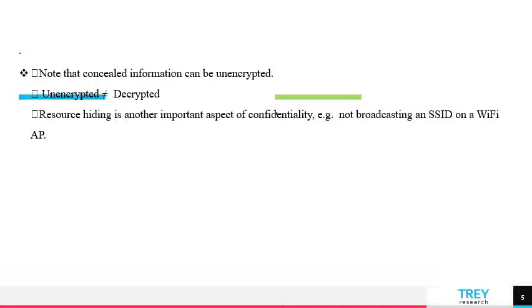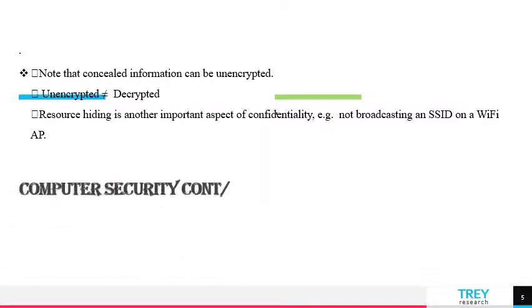For example, not broadcasting an SSID on a Wi-Fi IP. So when we start looking at networks, we should be able to understand what we mean by SSID on a Wi-Fi, and also the full definition of what Wi-Fi means. Wi-Fi is not actually a word, it's an abbreviation. So we should be able to talk about those things so that you understand where we are going and what we are trying to talk about.